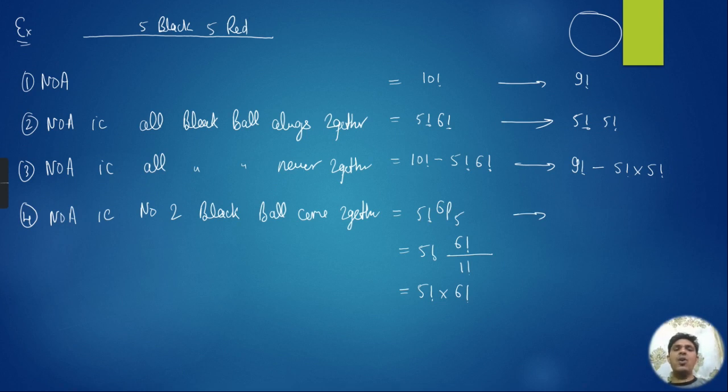For this, first of all, arrange all 5 red balls in a circular manner. This can be arranged in factorial 4 ways. Now find the number of places left. As we know, in circular arrangement the number of places left is equal to the number of objects, so the number of places will be 5. At 5 places I will have to arrange 5 black balls. So this will be 5P5, and this can be written as factorial 4 multiplied by factorial 5.